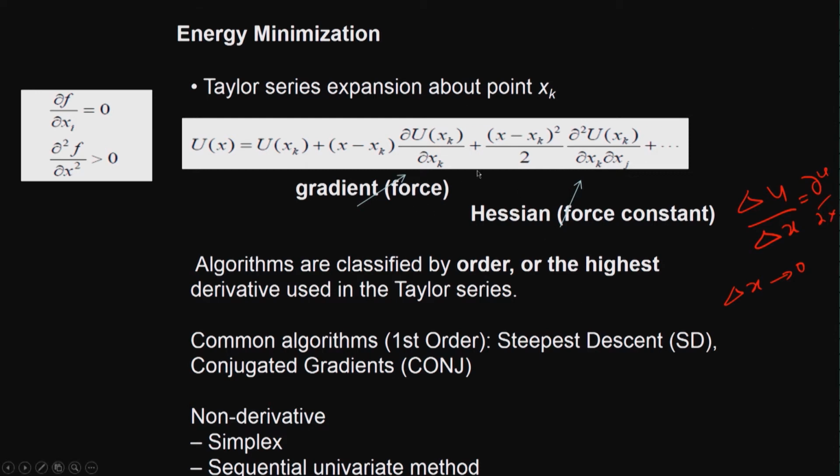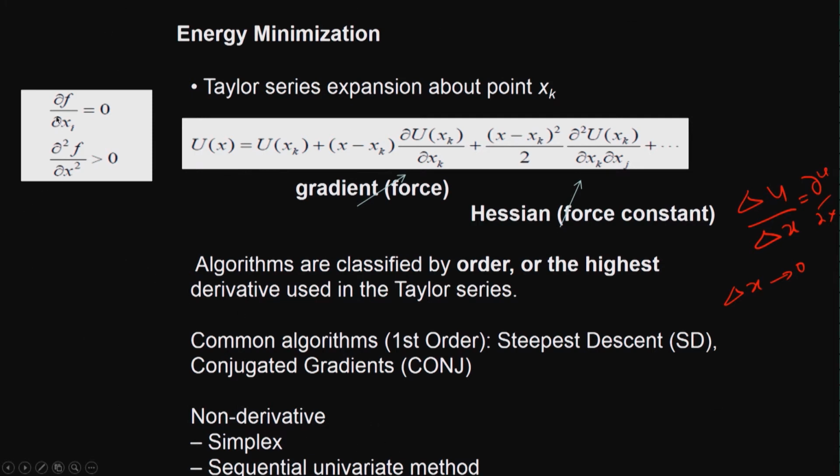So the algorithms are classified by order, or the highest derivative used in the Taylor series. Among first order methods, commonly you have steepest descent method, conjugate gradient method, and of course you have non-derivative methods, simplex method, sequential methods and so on actually.